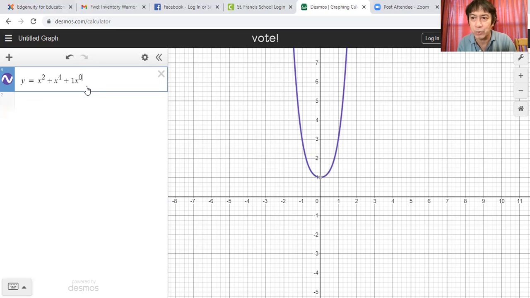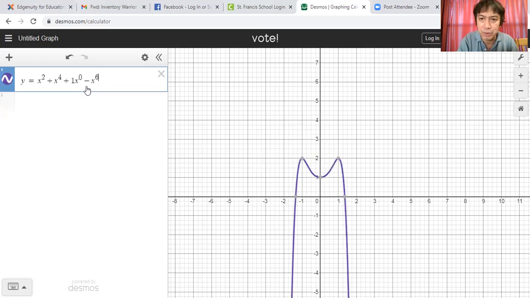So 0, 2, 4, 6. If we add some more here, say minus x raised to 6, that will still be symmetric with the y-axis. The right side of the graph is exactly identical to the left side. So this is what we mean by an even function, and this produces a line of symmetry using the y-axis.